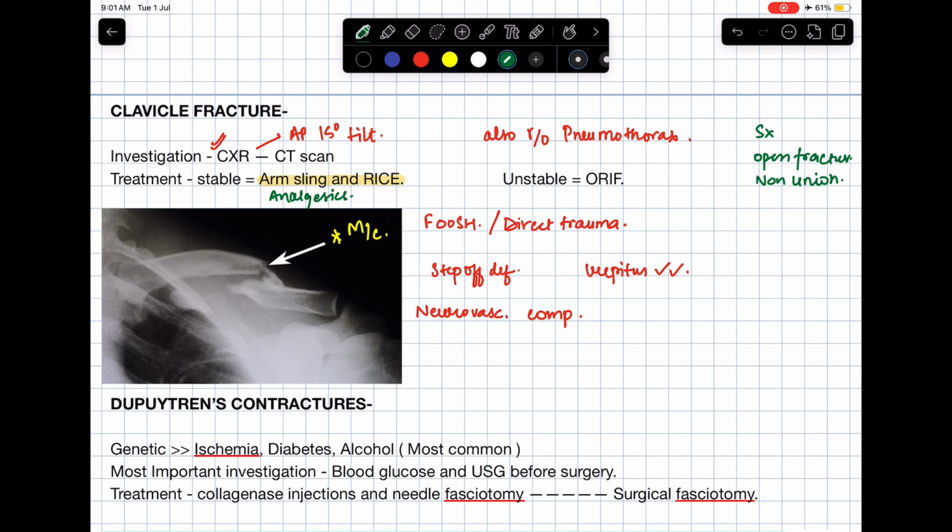Complications: malunion is the most common complication and brachial plexus injury is another complication. For the treatment, I have already told you, if the patient is stable, then arm sling for 4 to 6 weeks, and if the patient is unstable, then open reduction internal fixation is what we are doing to prevent non-union. So the AMC exam tip is you have to choose more conservative options as the initial management, like sling and analgesics, unless there is an open fracture or skin tenting or displacement. Then you have to go for orthopedic referral or surgical fixation.